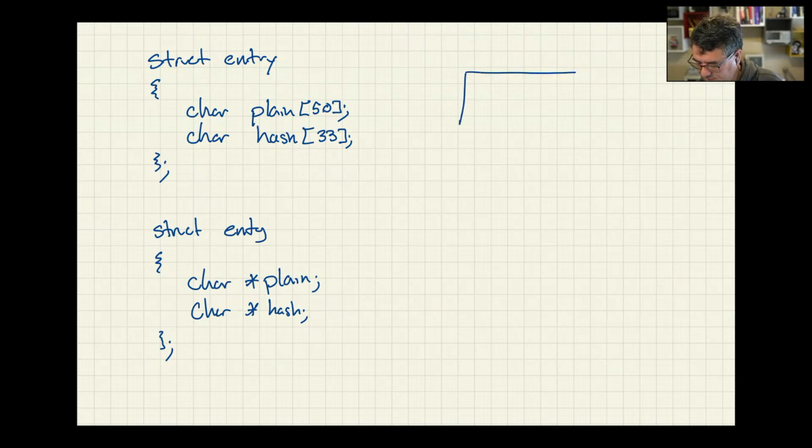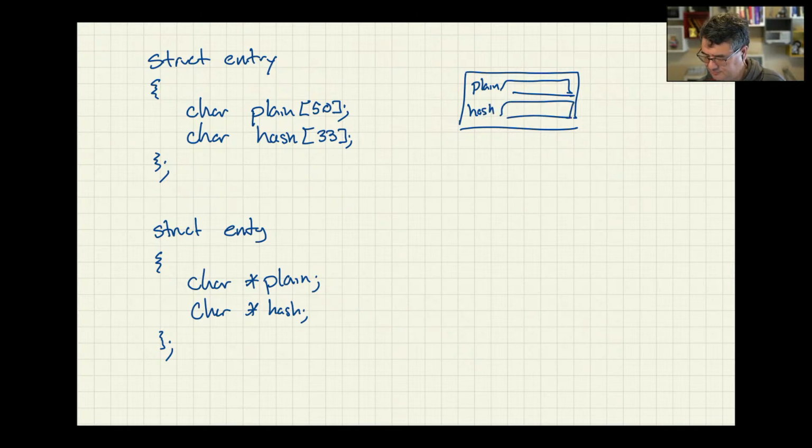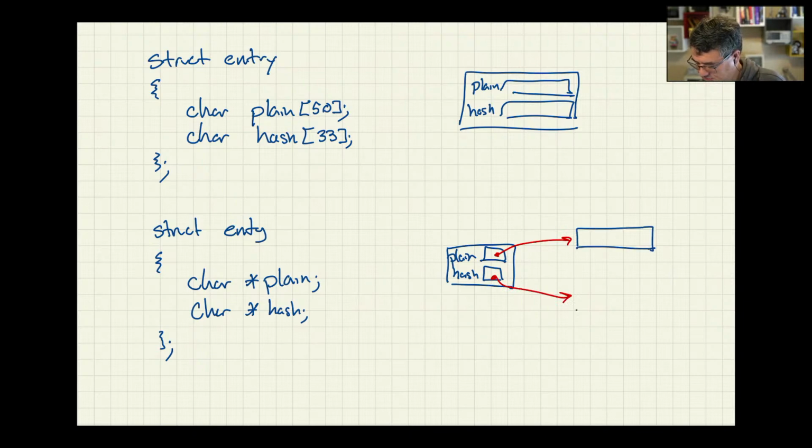So in this first one here, you have plain and hash stored in the structure. And the second one here, you have plain and hash, but then each one of these points to separate strings where the actual plain text and the actual password is stored.